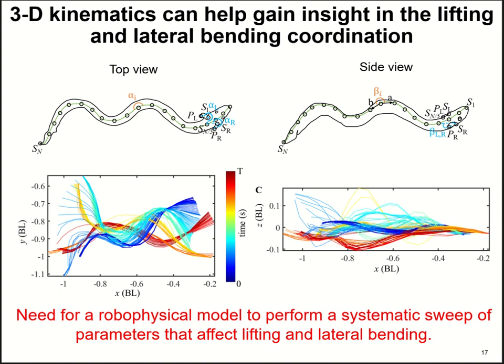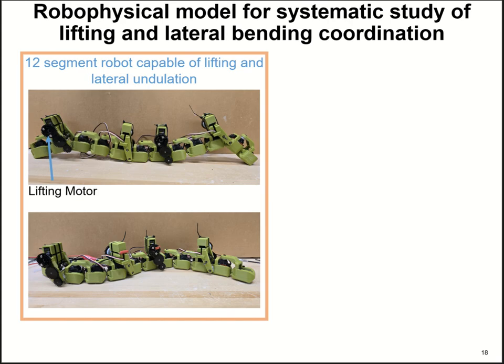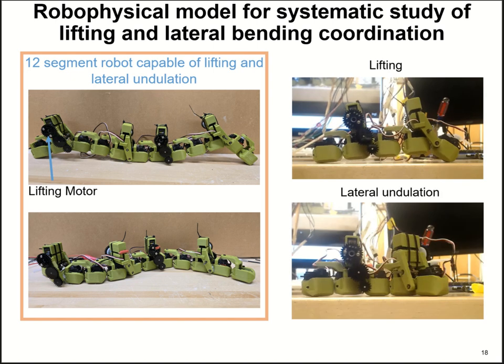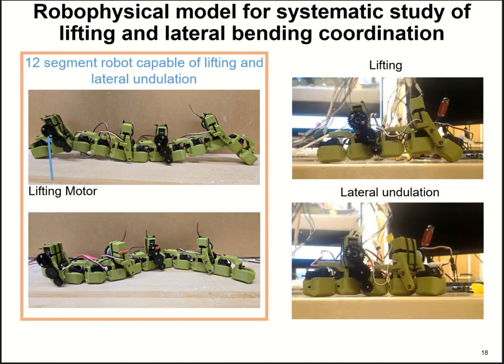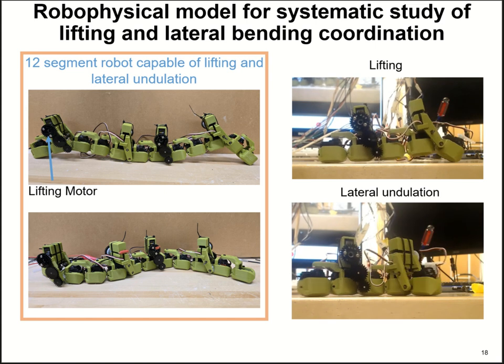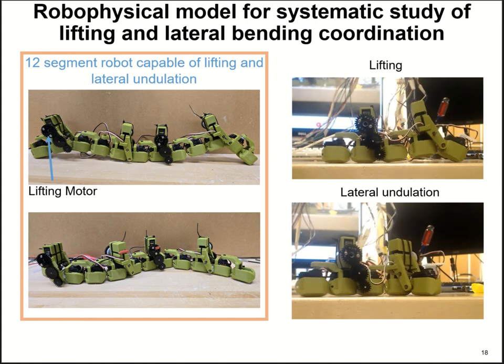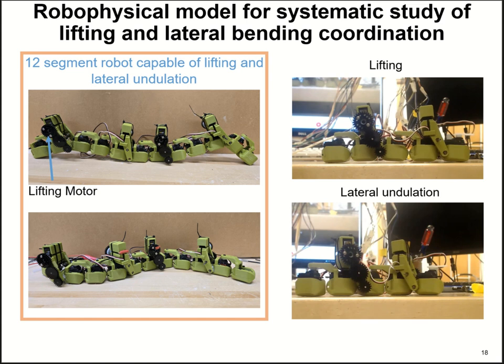Now, this coordination between the lifting and the lateral bending is quite complex, so we need a robophysical model to help perform a systematic sweep of parameters that affect both lifting and lateral bending. So we have developed a robophysical model that is capable of lifting. We plan on combining the lifting and lateral undulation and performing more systematic experiments by sweeping across the parameters that affect both, on different mud strengths.